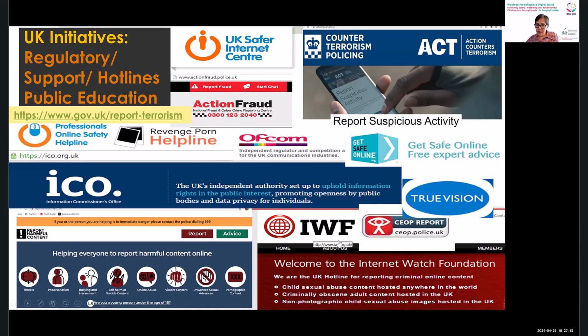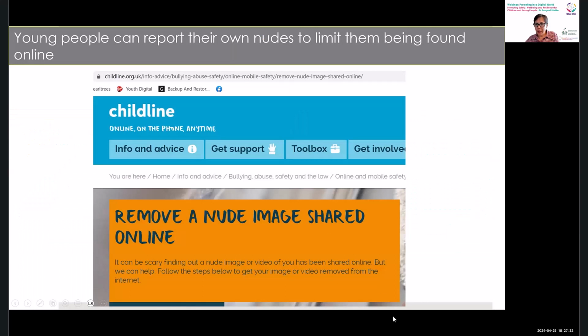And then also the Internet Watch Foundation. Now, they're a charity that do amazing work in the UK. And they actually get child abuse images taken down from the internet, including images where children may have shared themselves. So there's a particular project I want to highlight here, which you may not have heard of, where young people can go and report their own nudes.